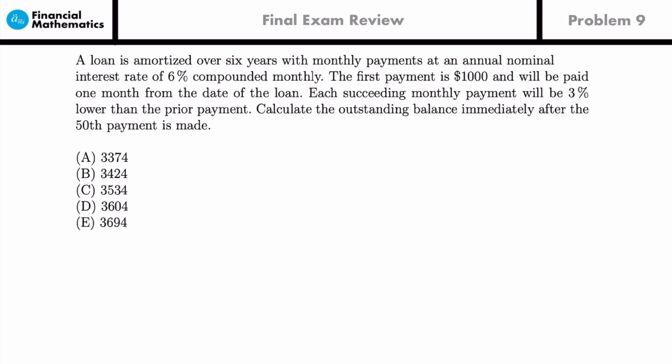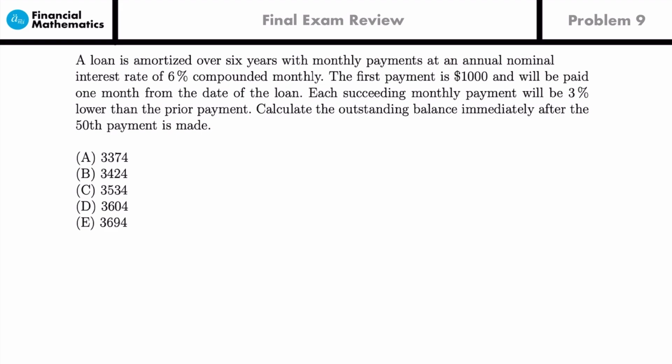Okay, so just from reading the problem, I can already tell that we are working with loan amortization, right? The first sentence makes that pretty obvious. A loan is amortized over 6 years with monthly payments. That's good. We know what we're working with. And it's also pretty clear what our end goal is. We want to calculate the outstanding balance for that loan immediately after the 50th payment is made.